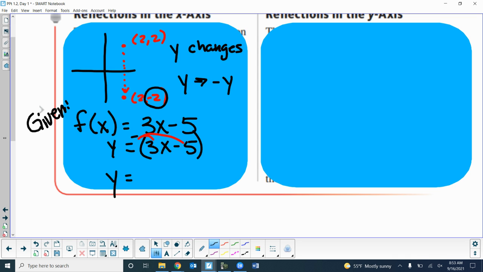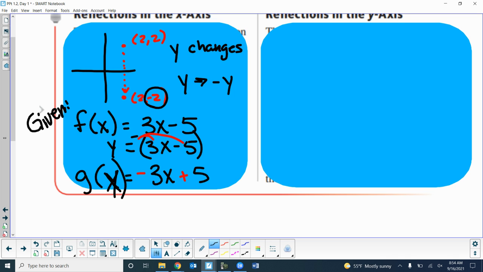So this would be negative 3x, and then positive 5. When I clean it up, or I should make it g of x, sorry. Okay? So when you're reflecting across the x-axis, you're distributing the negative through the whole thing. You put the negative out front of the whole thing. Okay?